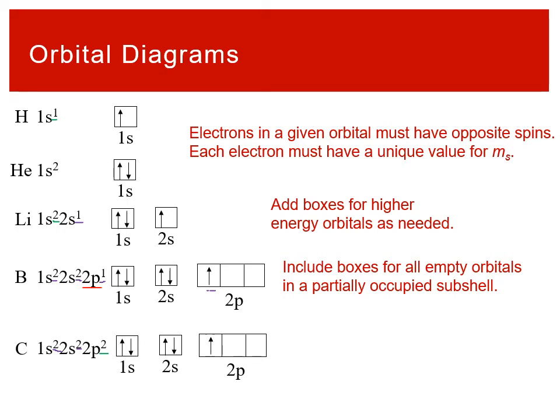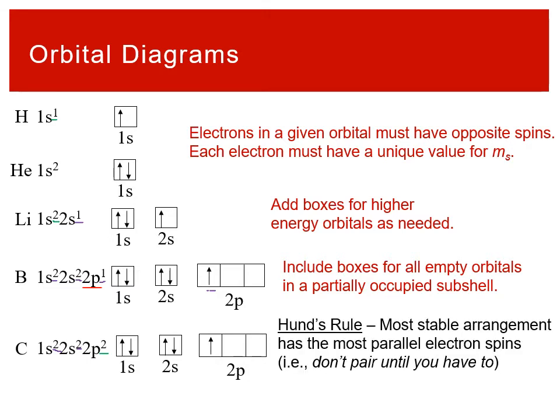So now the question is, where do we put this second electron? We have some flexibility. We have different orbitals. We have that same orbital. And how we choose where to do it is we use what's called Hund's rule, which says the most stable arrangement has the most parallel electron spins. What that means is twofold.